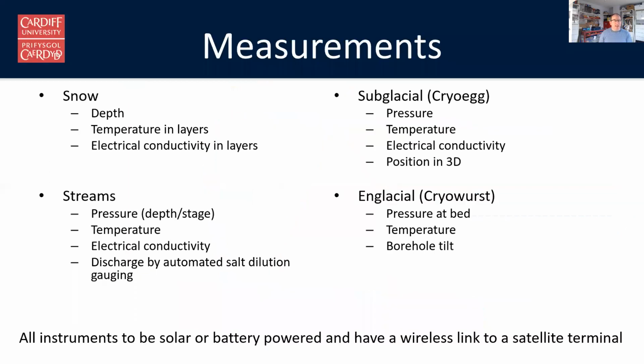So just to summarize that, these are the measurements that the different instruments will take. And the idea is that each of these instruments is solar powered if it's on the surface, or battery powered if it's buried within the glacier. It's intended to last for at least a year, maybe much more than that. Cryoegg is the most constrained in terms of battery power, so it probably only lasts 2 or 3 years. And the Cryowurst, I think, will do 10 years at least. And they provide these kinds of measurements.